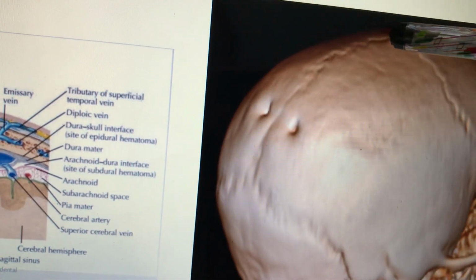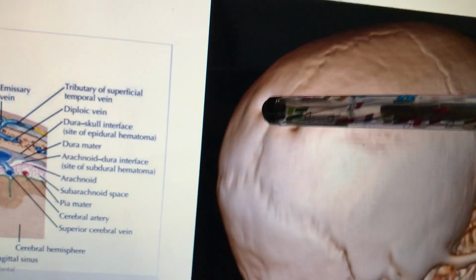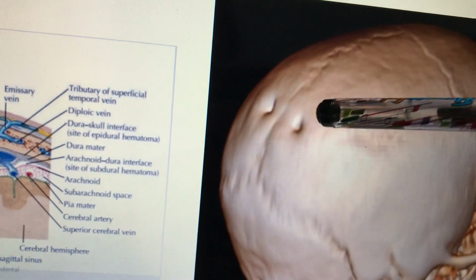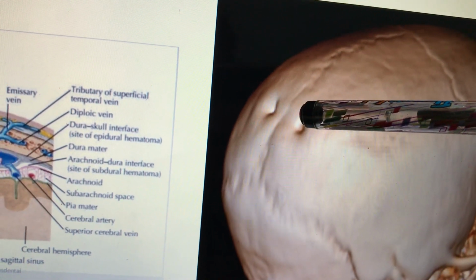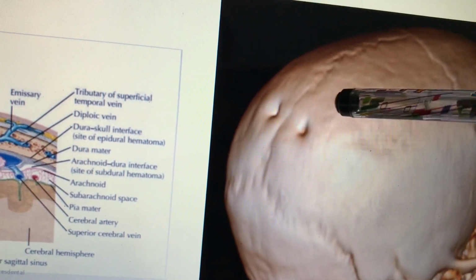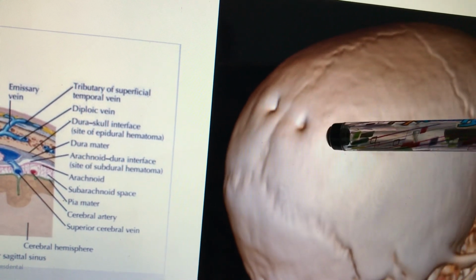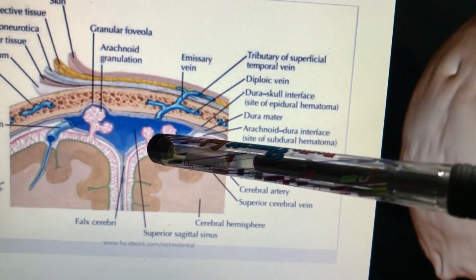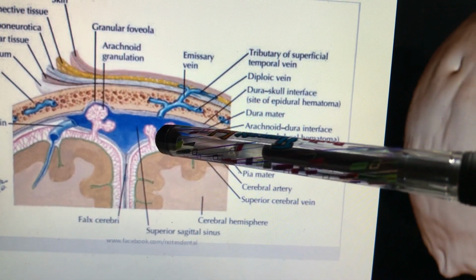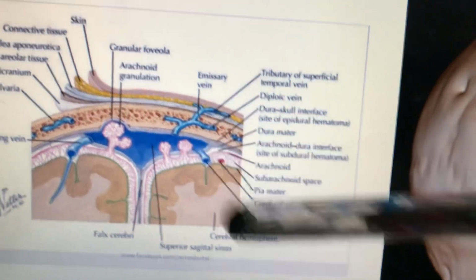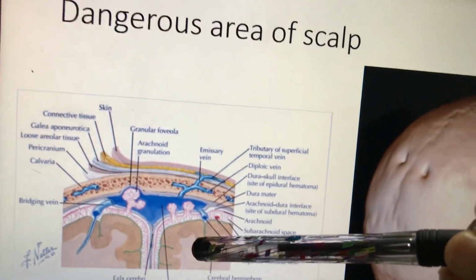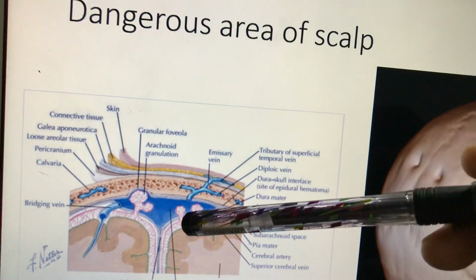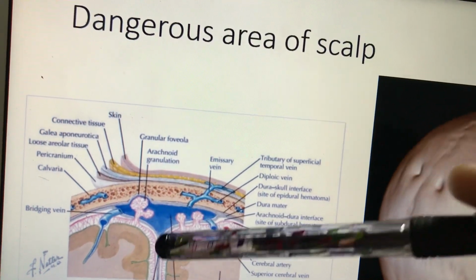Here you will be having the sinus called superior sagittal sinus. The superior sagittal sinus is connected with the superficial middle cerebral vein, because beneath that you will be having the cerebrum. So it is connected to the middle cerebral vein. So what happens? That superficial middle cerebral vein is one of the tributaries of the cavernous sinus. This is how the infection enters into the cavernous sinus and inside the brain. So it is called as inside the cranial cavity.